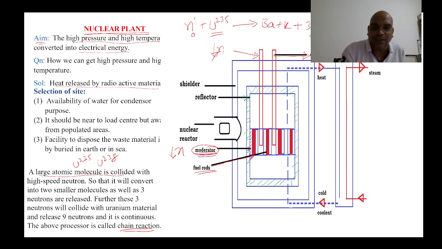So coming to fuel rod. Fuel rod is nothing but which consists of uranium 235 or 238, which is used to release the more amount of heat in the reactor.